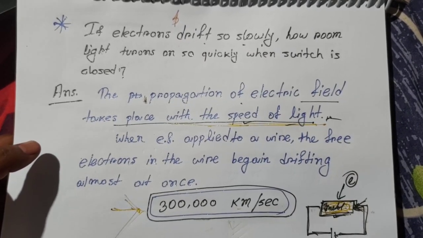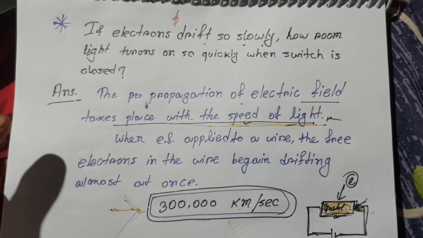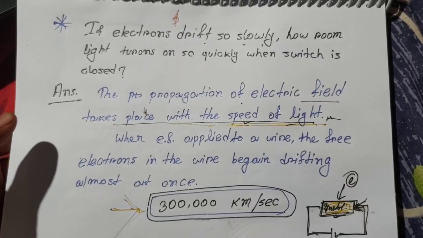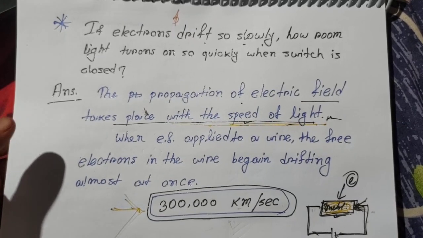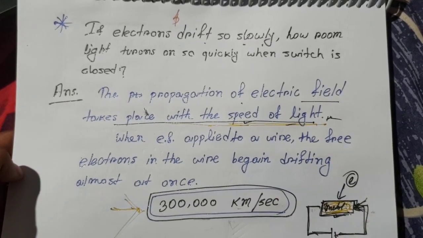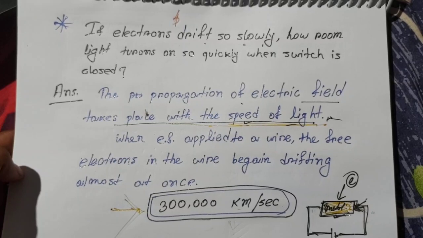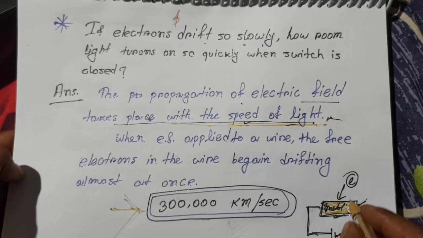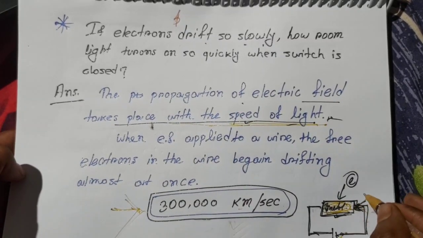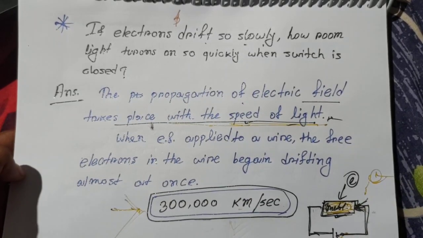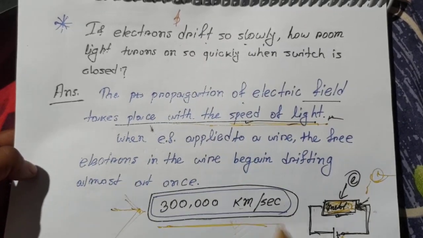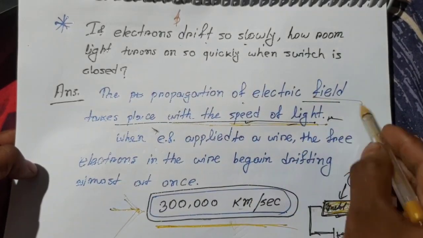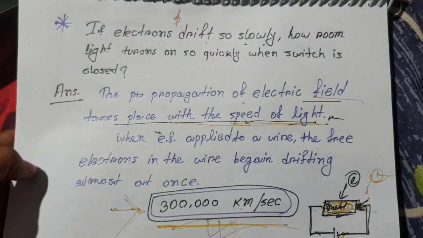So there is no chance that if you apply voltage and turn on this switch, the light will turn on slowly. There is no chance, because you can see here the speed it works with is too much.